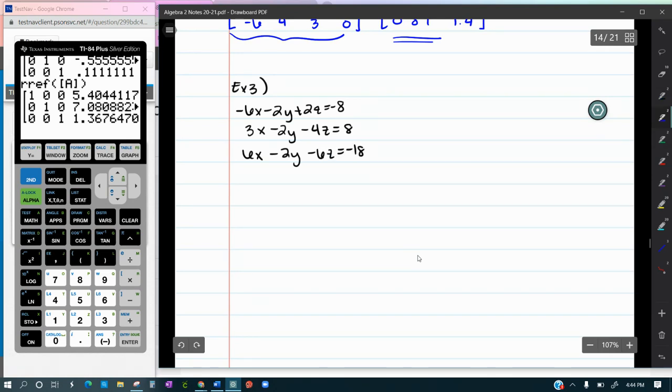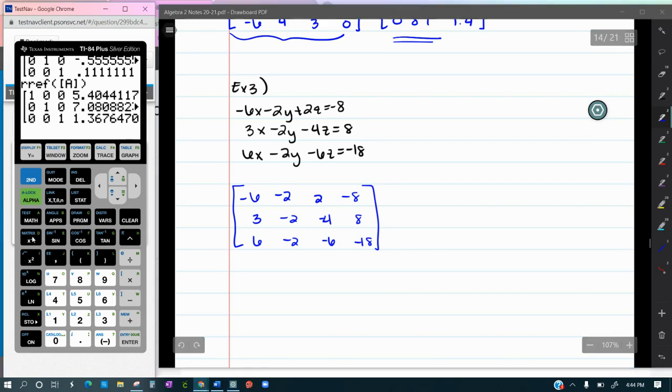So this one is already in standard form, so we can go ahead and put this guy into the matrix. We have -6, -2, 2, -8, 3, -2, -4, and 8, 6, -2, -6, and -18. So now let's do our magic with our calculator. So we're going to enter this matrix into our calculator.